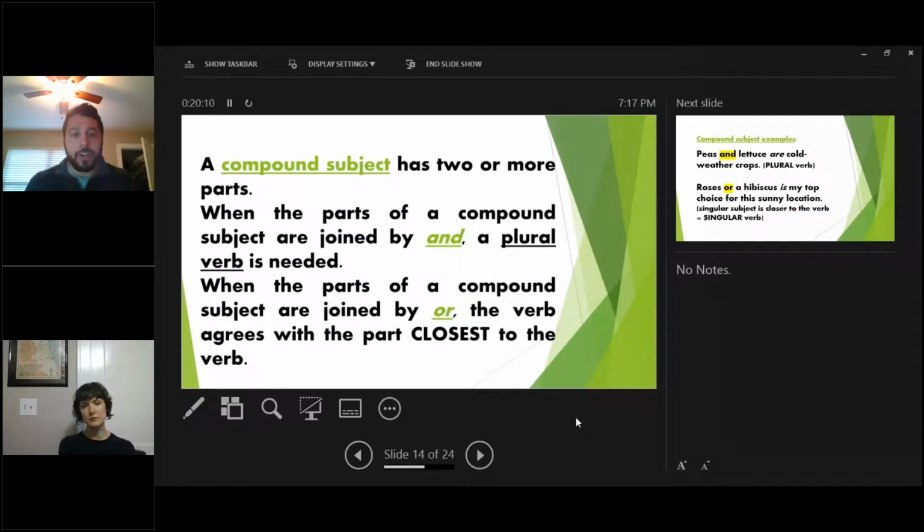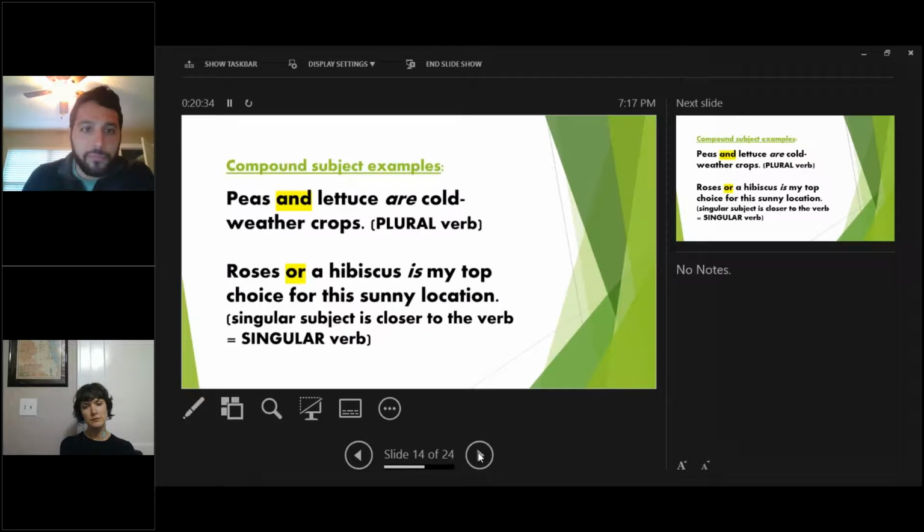Now, when the parts of a compound subject are joined by or, the verb is going to agree with the closest subject to the verb in the sentence. So if there's two subjects and they're separated by or, you're going to look to the one that's closest to the verb to figure out how they agree. And I'll show you both these right now. Okay, so with and, you're going to have a plural verb.